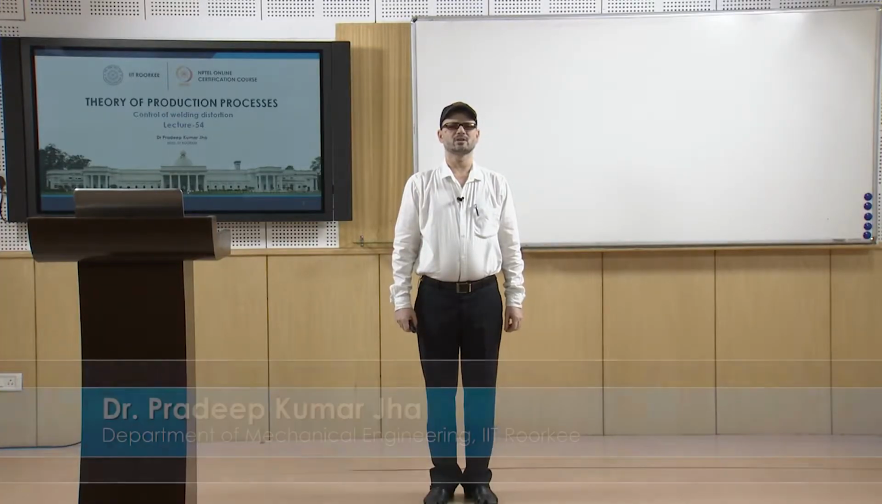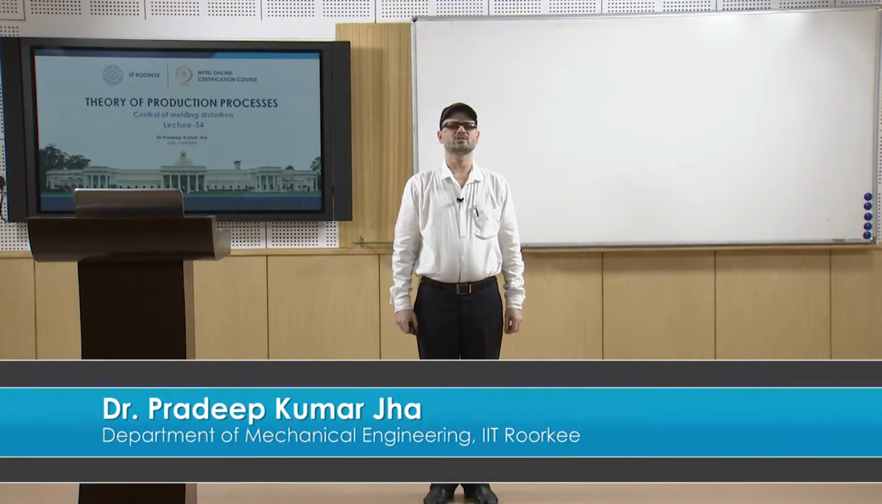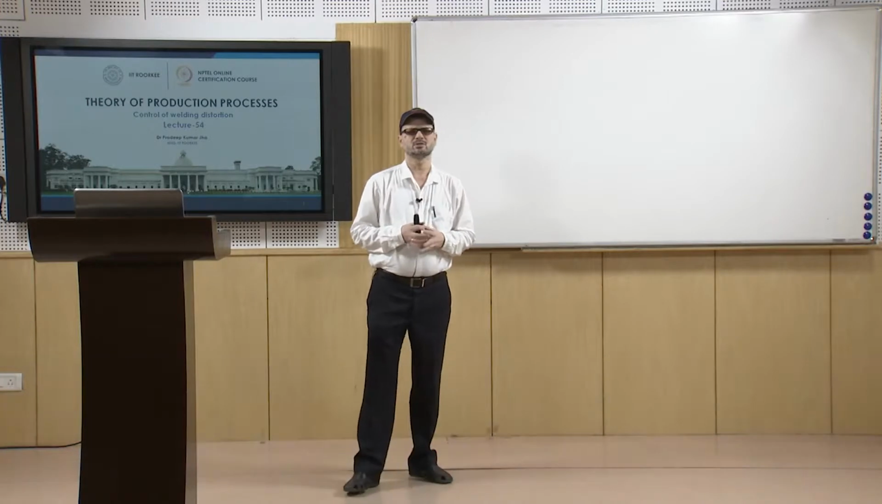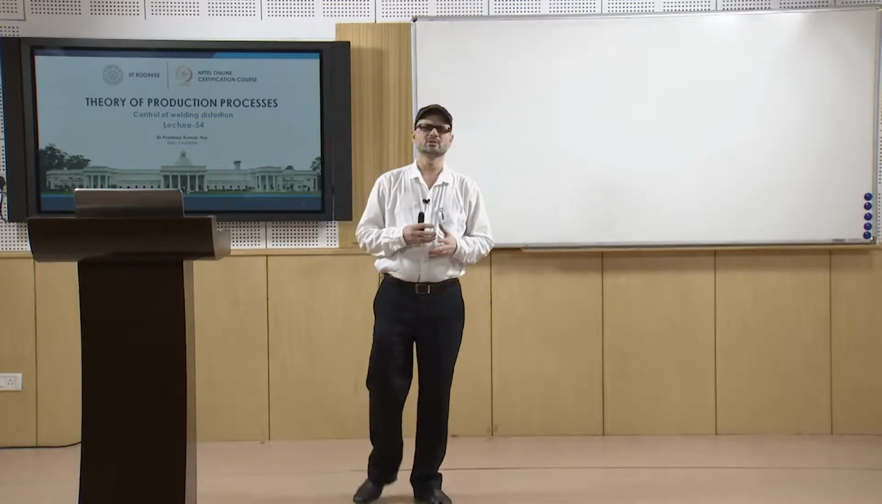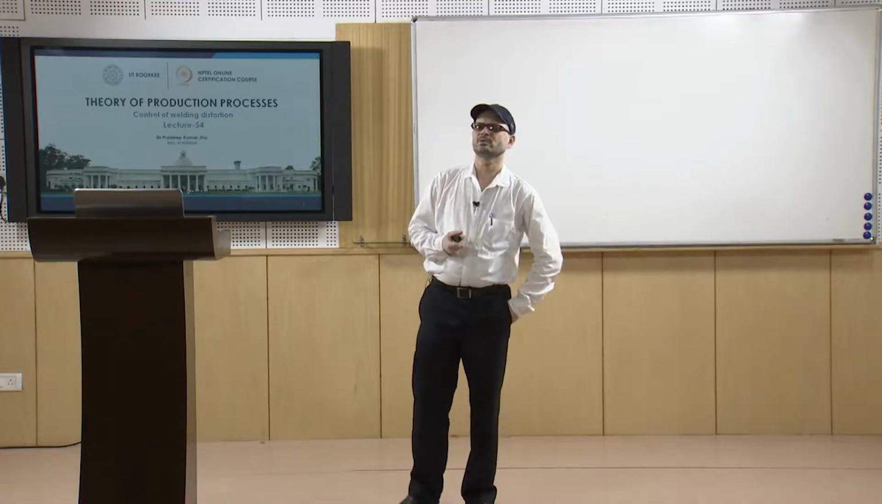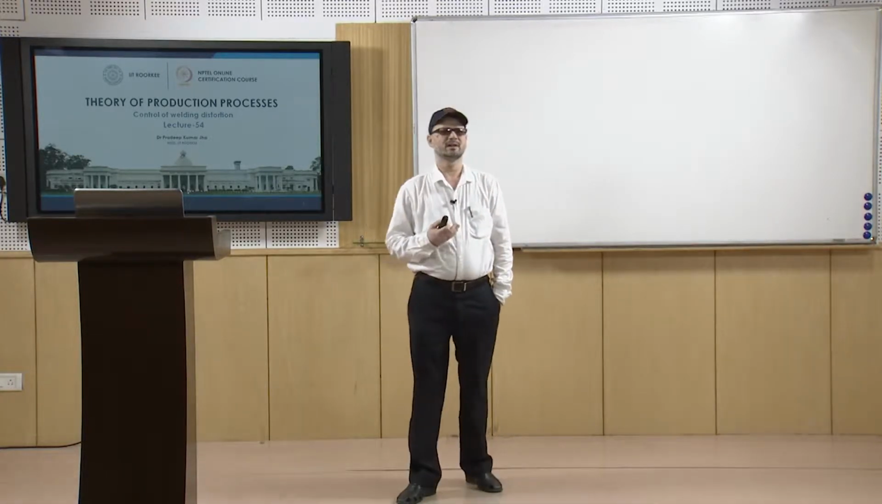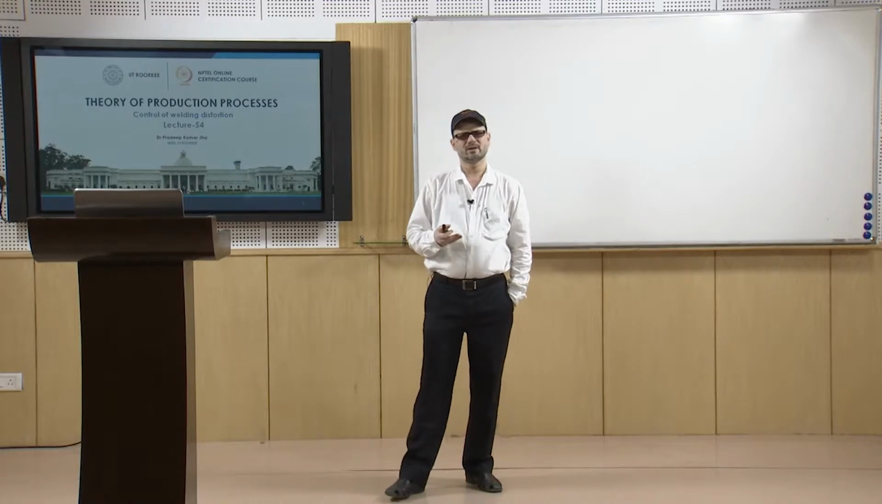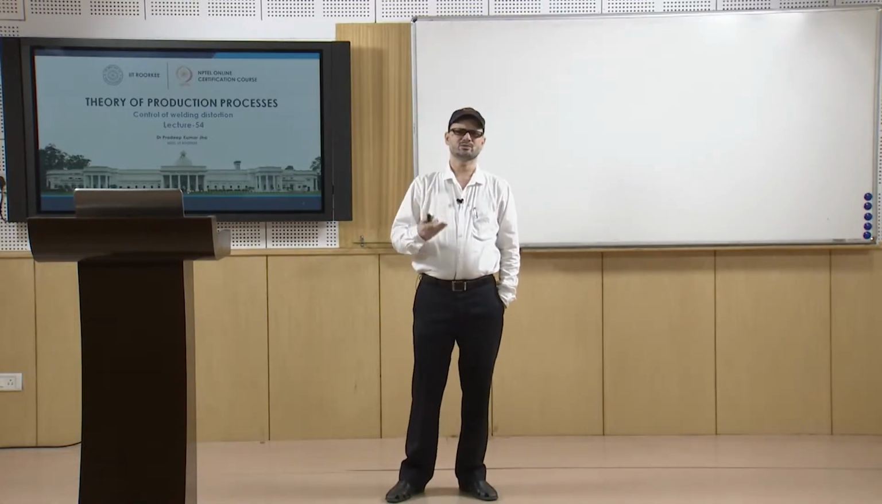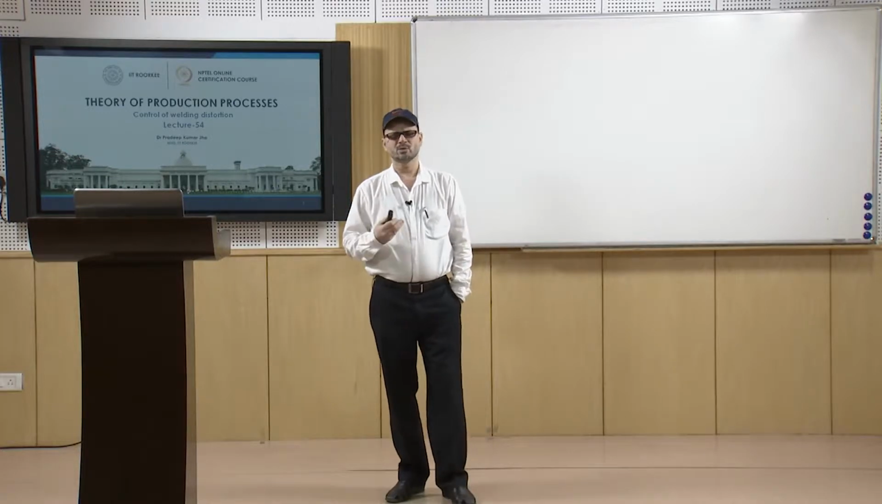Welcome to the lecture on control of welding distortion. In the last lecture we discussed the distortions which take place during the welding process, and you have different types of welding distortion, like longitudinal and transverse shrinkage, angular distortion, buckling and twisting and all that.